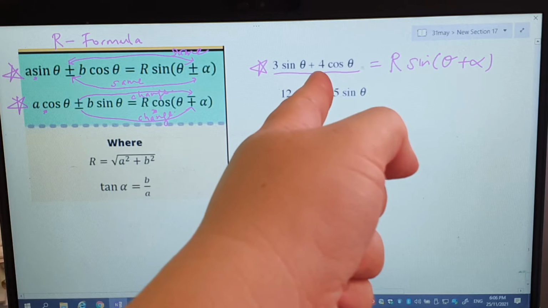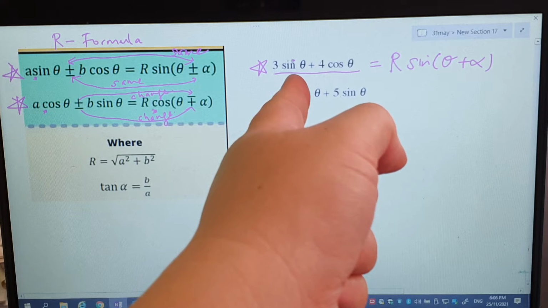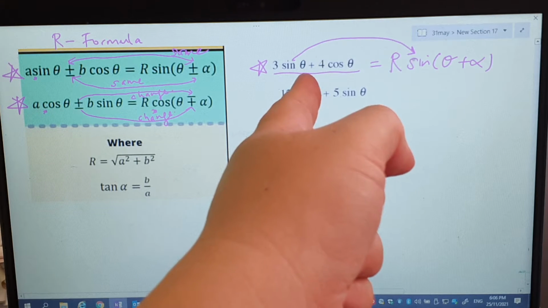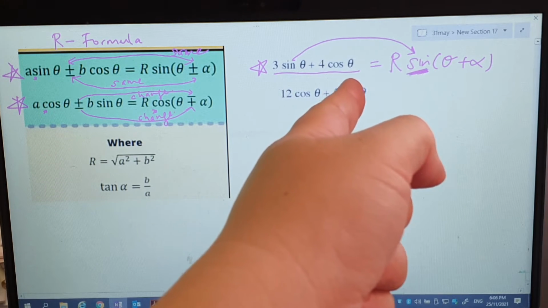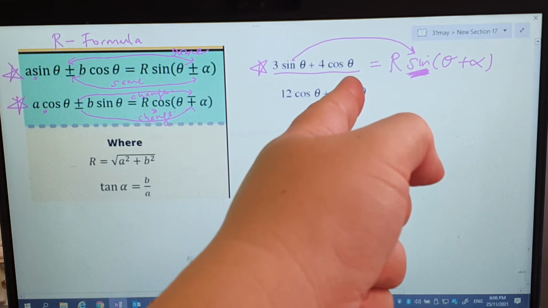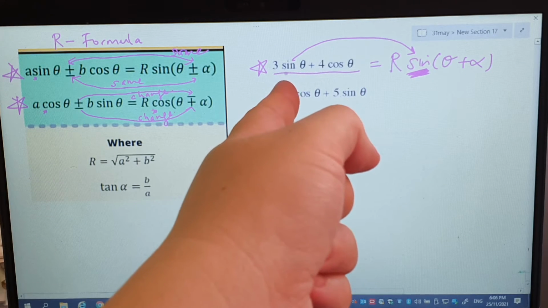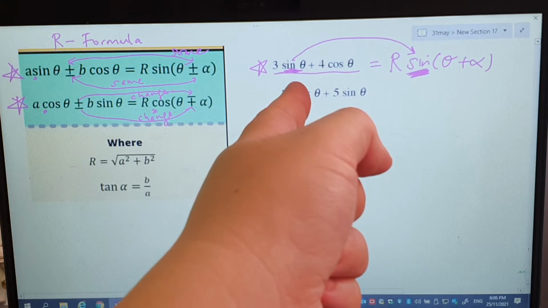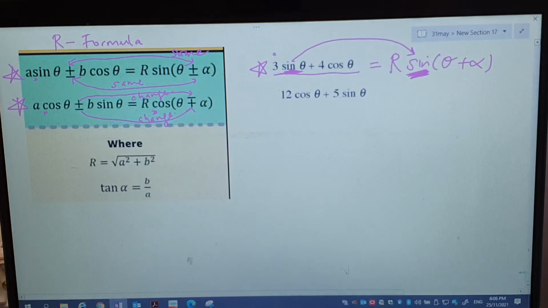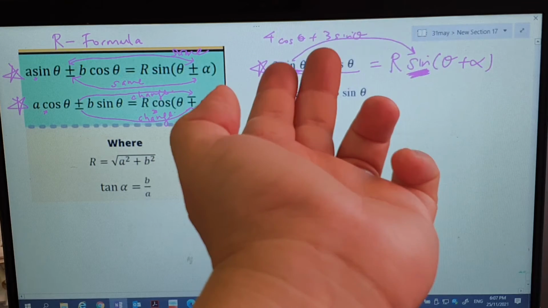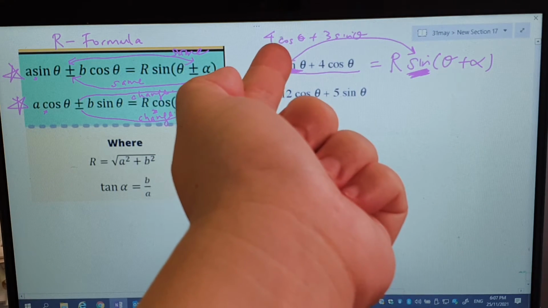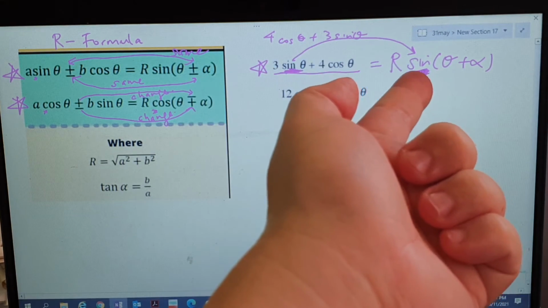Alright, now, for the R formula, if they want you to change it to a trigo ratio sine, you must make sure that the starting ratio is sine. What do I mean? Okay, let's say originally the question was given to you like that. You must interchange, meaning the ratio that must be written first must be sine.